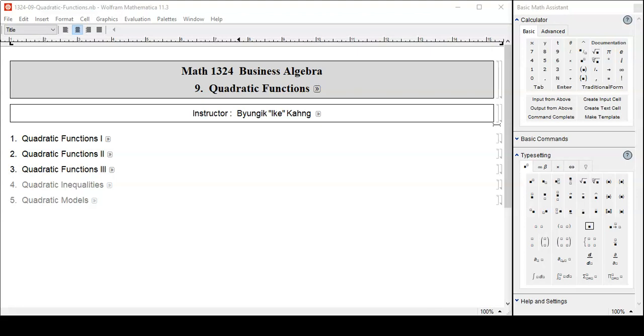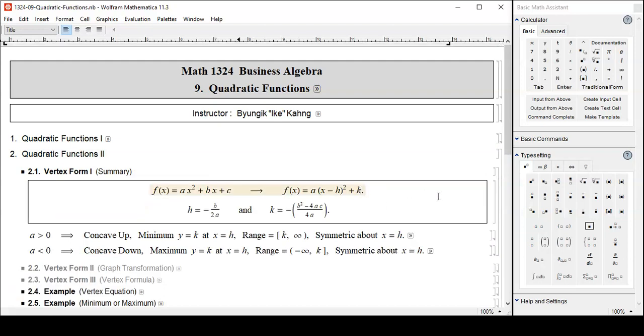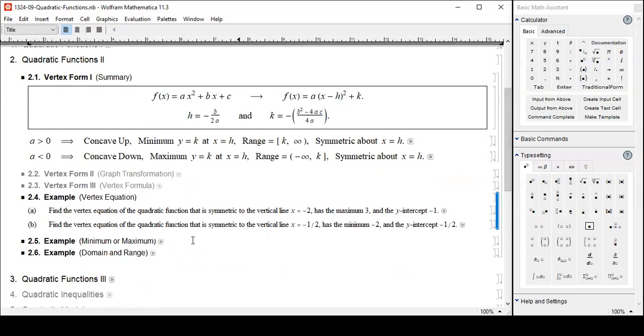Hello students, welcome back. We had been discussing the vertex form, y equals a times (x minus h) squared plus k, and the vertex is (h, k), which can be obtained by these conversion formulae. h is negative b over 2a, and k is negative of (b squared minus 4ac) over 4a. We didn't use any of these just yet, but we did go through some examples associated with this vertex form. Basically, we went through this exercise set.